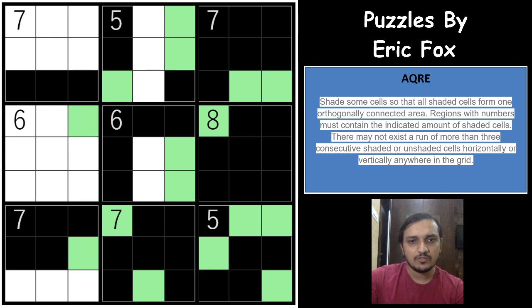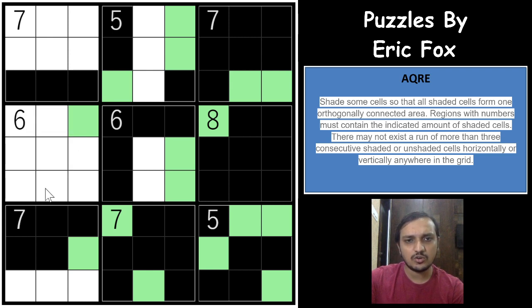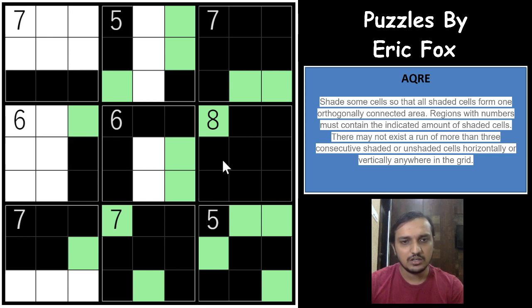And again for the 6 here, one of the unshaded cells will have to be in these 3 cells, one of the unshaded cells will have to be in these 3 cells. So you already have 3 unshaded cells, so all the other 6 cells will have to be shaded. Okay, that is also done here. A really good puzzle, I would say.